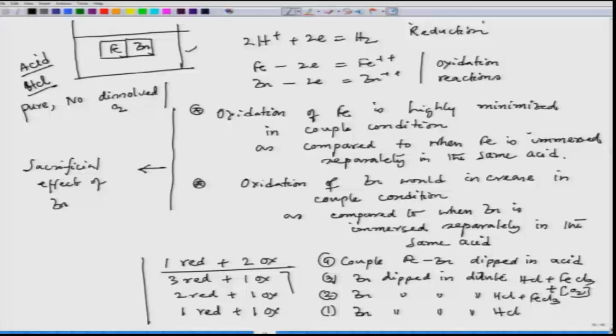So, in these 3 cases we have an increase in zinc dissolution. As we go upward we have more and more zinc dissolution, but in this case we have a sacrificial effect of zinc. Iron dissolution decreases or is minimized and zinc corrosion increases, and that is the very concept of the sacrificial anode nature of zinc on an iron surface. So, let us stop here. We will continue our discussion on the electrochemical nature of corrosion. Thank you.